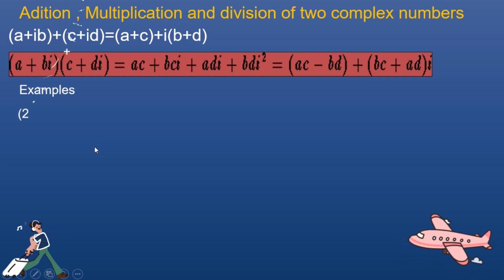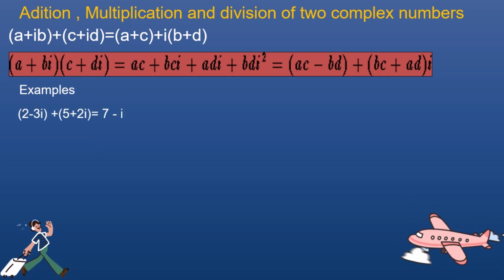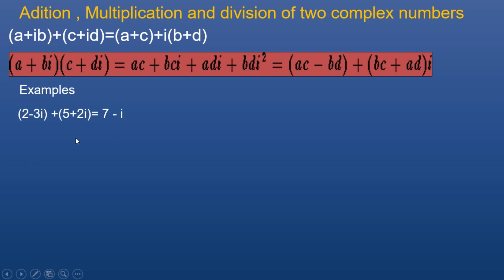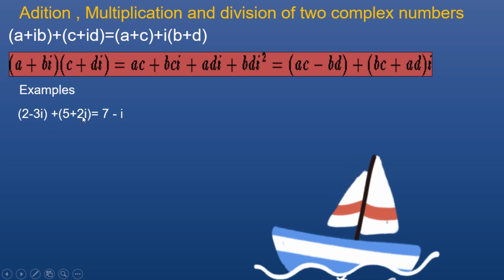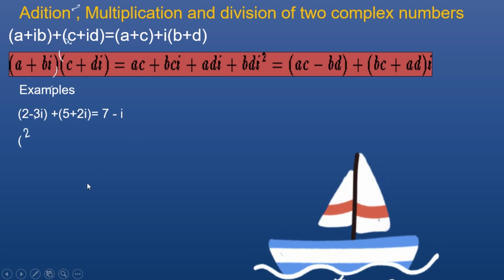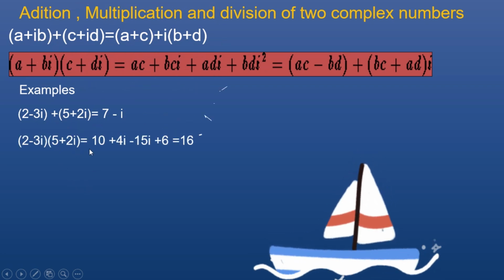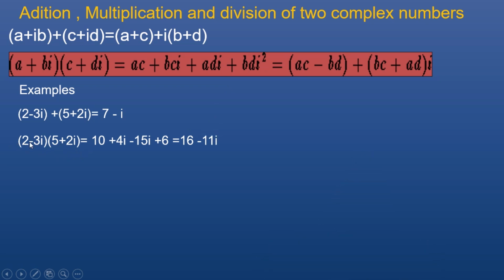Examples: 2 minus 3i plus 5 plus 2i. Real plus real, 7. Imaginary plus imaginary, minus 3i plus 2i, minus i. Multiplication: 2 minus 3i into 5 plus 2i. 2 times 5, 10. 2 times 2i, 4i. Minus 3i times 5, minus 15i. Minus 3i times 2i, i squared is minus 1, so we have a plus 6. So this is 16 minus 11i.